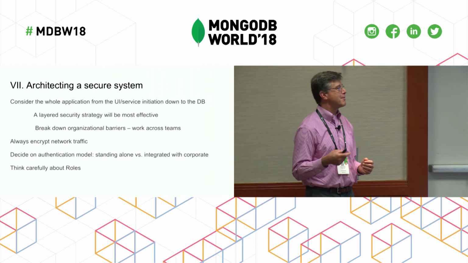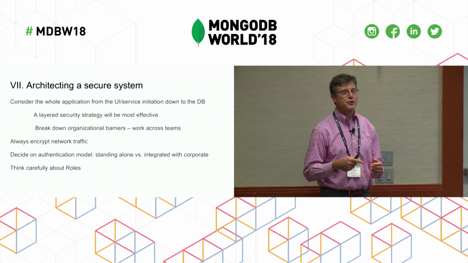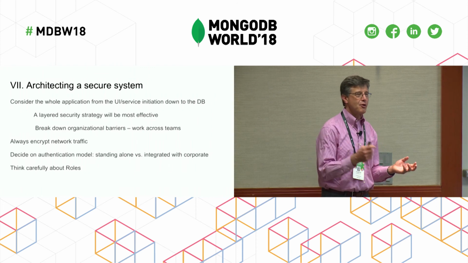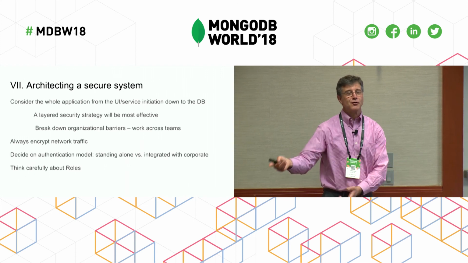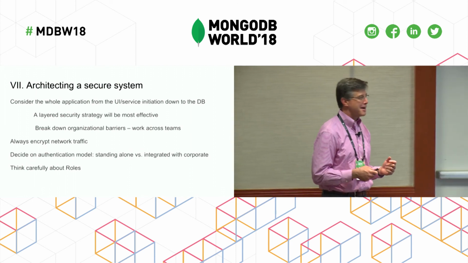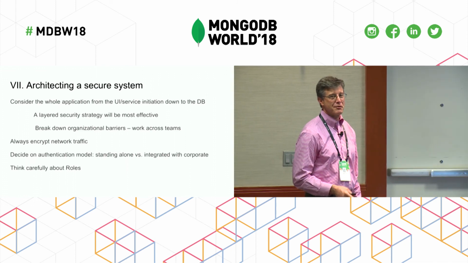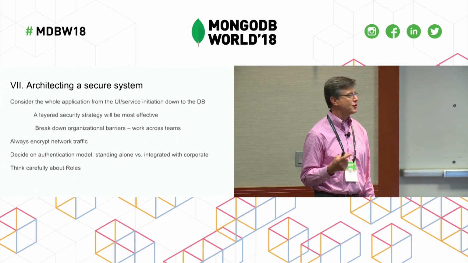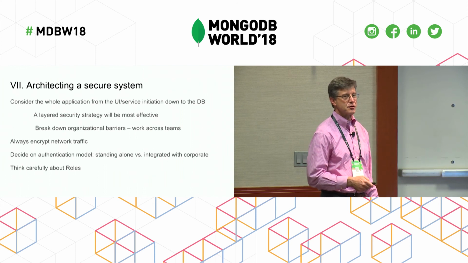So you want to consider the whole application from the UI and the service down to the database. As I mentioned, layered security is the way to go. Talking to other people in your organizations, teamwork is important. The folks who are trying to get at our data are operating in teams. Their teams are distributed around the world, just like the MongoDB folks are. So it's an organizational model that works. And being able to work together is really important. Always encrypt network traffic, always authenticate using one of the authentication models, and then think carefully about how to set up your roles so that they're effective at providing a least privilege model.